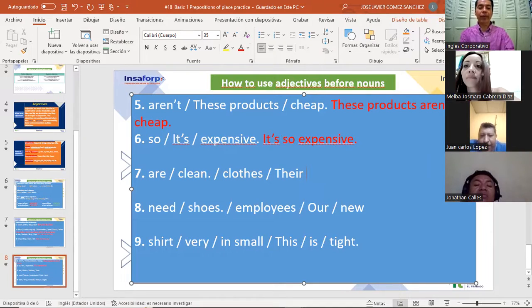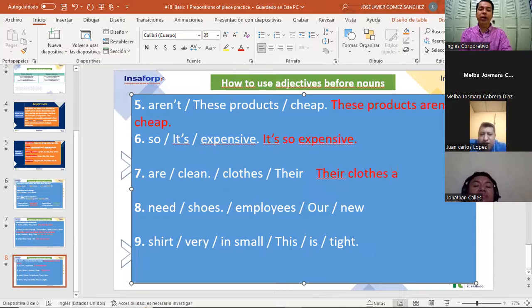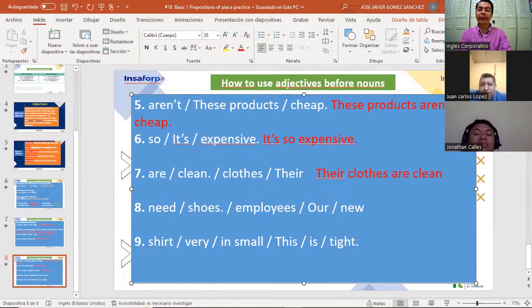And number seven, please. They are clean clothes. They're no. Falta un nombre ahí. Clothes. The clothes, very good. The clothes are clean. Thank you very much. The clothes are very clean, right? Okay, number eight.